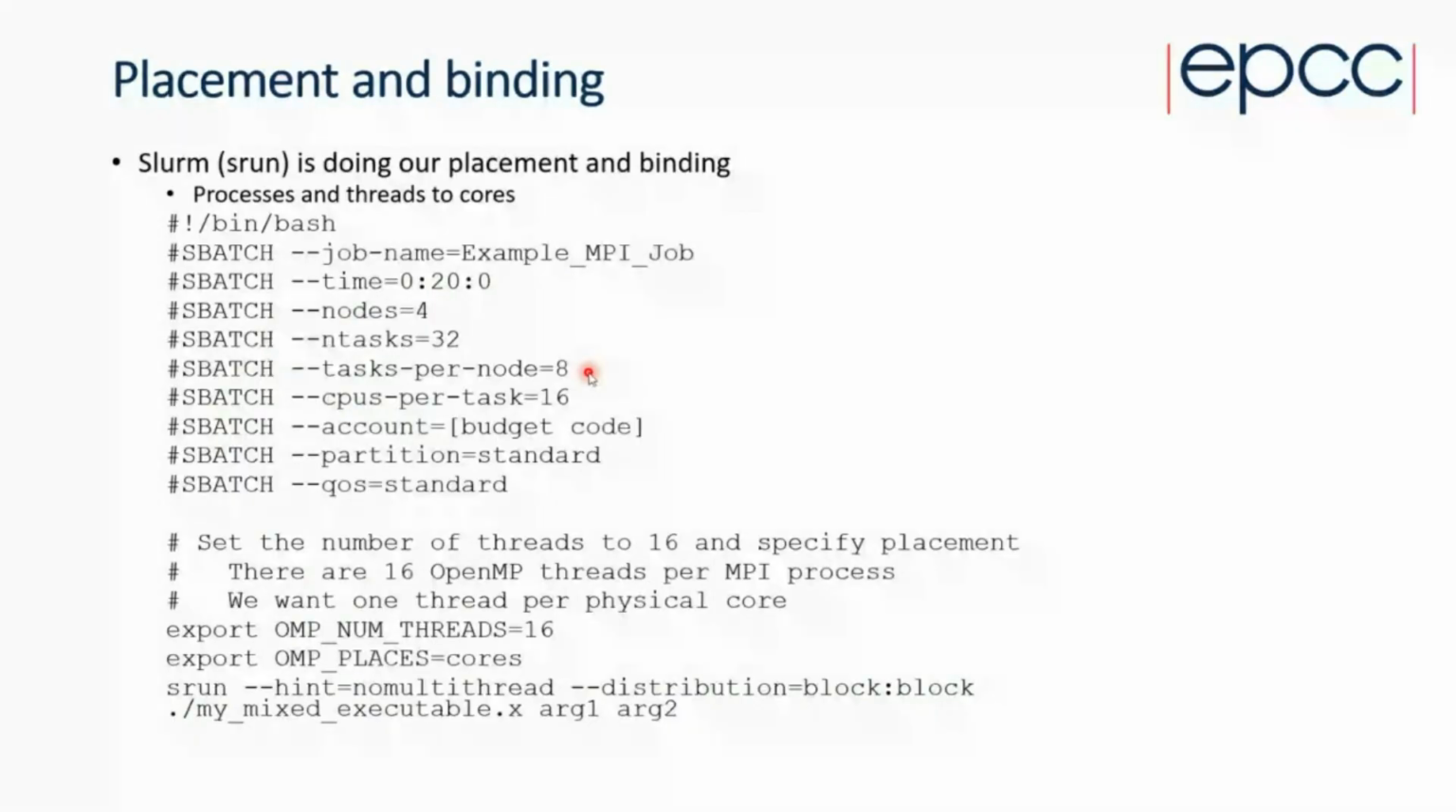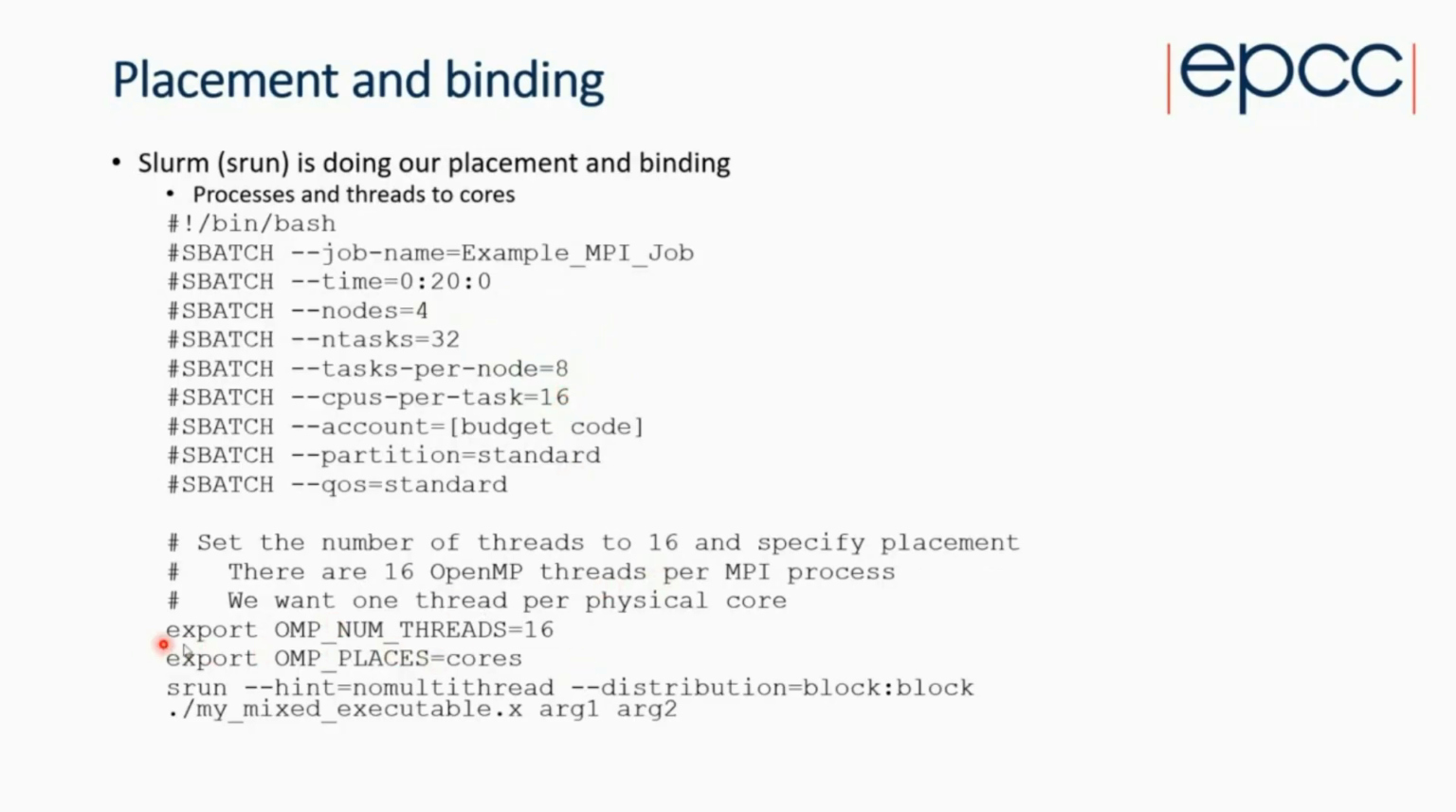Basically, you control how many processes you run by specifying tasks per node. Actually, you don't need n tasks here, you could get away with not having it, but it's not terrible practice to have it so it's clear in the script what you're doing. I could specify 4 nodes, 8 tasks per node, and then 16 CPUs per task. If I run a job on here, it's going to run an MPI job with 32 MPI processes, and each has 16 physical cores assigned to it.